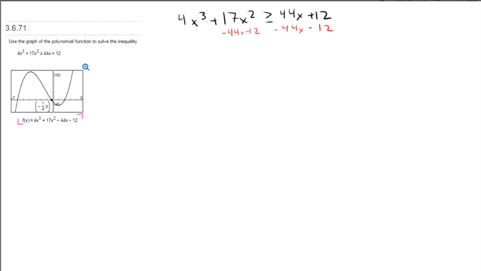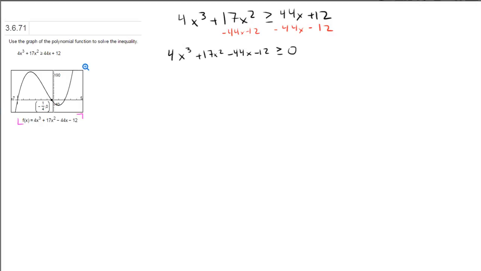So what we'll end up with is 4x cubed plus 17x squared minus 44x minus 12 is greater than or equal to 0. Okay, and that's our graph, and we're looking for it to be greater than 0. So I'm going to take a look, and you'd be able to zoom in and confirm this.